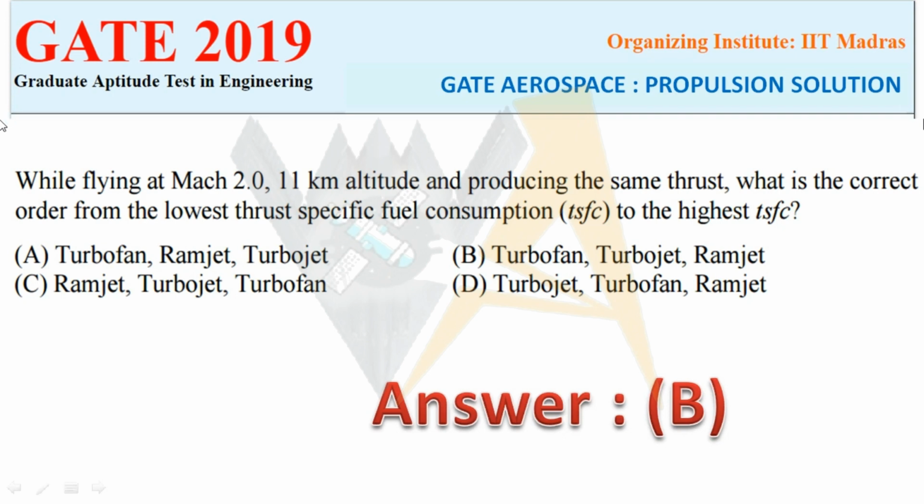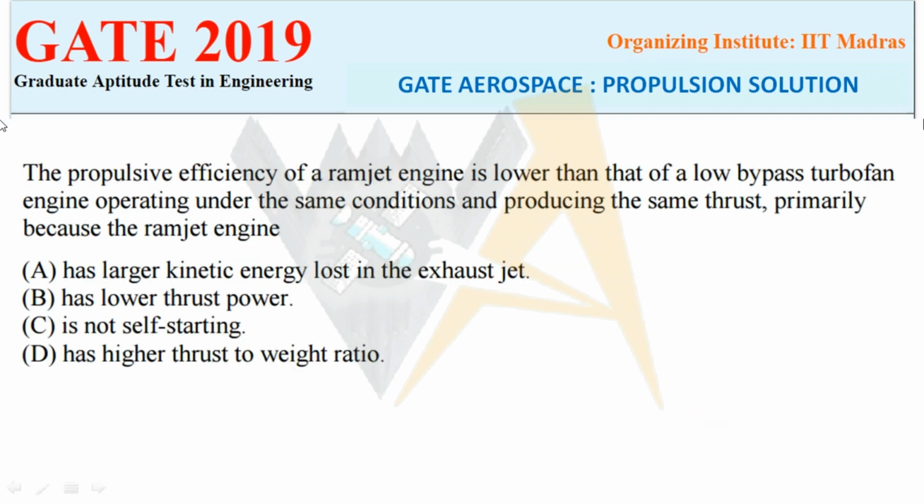Next question. The propulsive efficiency of a ramjet engine is lower than that of a low bypass ratio fan engine operating under the same conditions and producing the same thrust, primarily because the ramjet engine: A, has larger kinetic energy lost in the exhaust jet; B, has a lower thrust power; C, is self-starting; D, has a higher thrust to weight ratio.